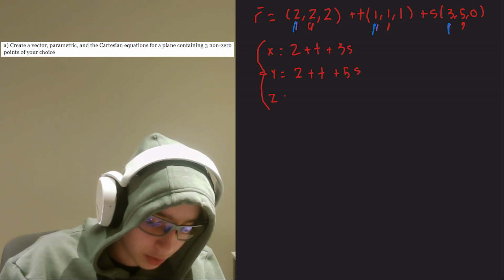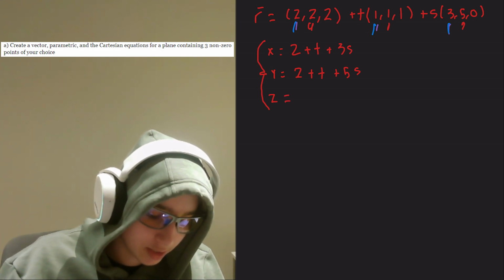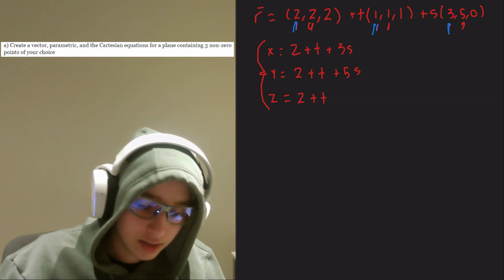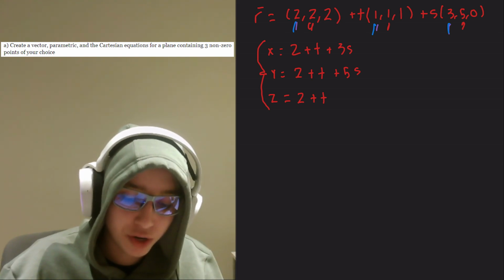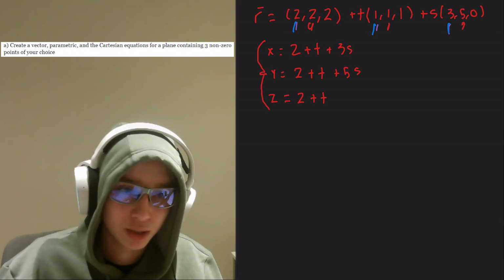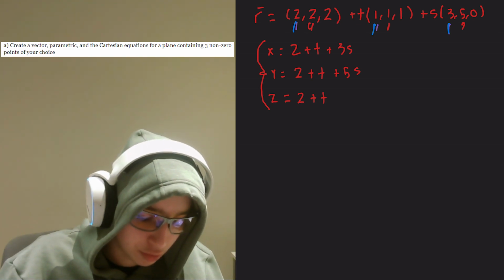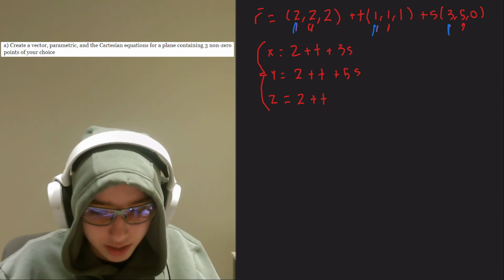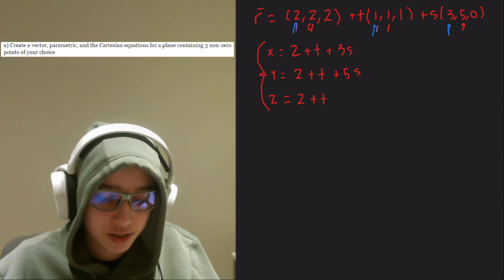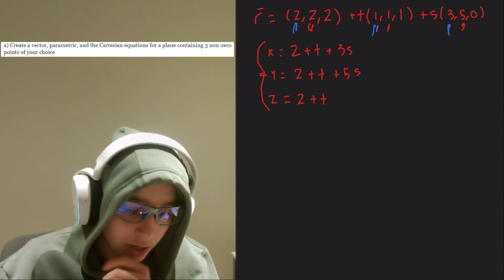Alright, so now we can do z, and again it's just the same formula. I'll do 2 plus t, and then since s is equal to 0, we don't even need to put s because it'll cancel out. It wouldn't be 0s, 0 would just completely cancel out, and we can just do 2 plus t. So there we go, that is our parametric equation, and now we're ready to move on to the Cartesian equation, which is a little more complicated.